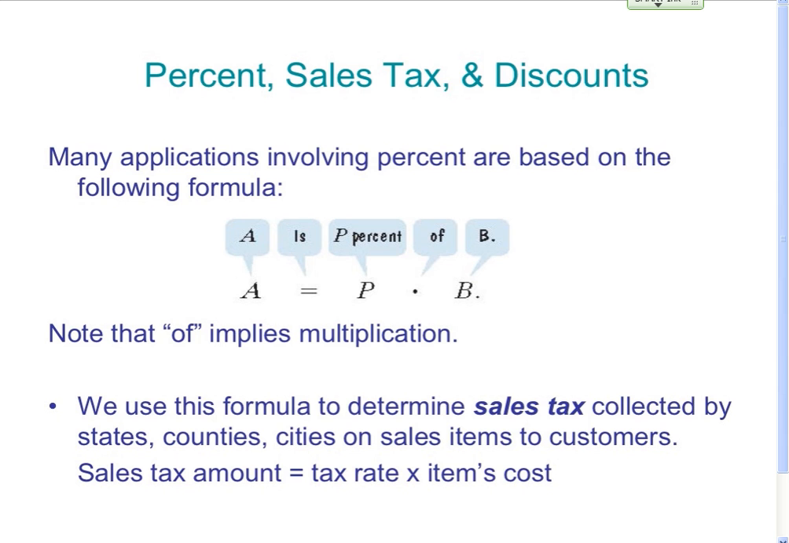All right, so a lot of times when you have percents, it's a percent of something. "Of" typically means multiply. So you take the percent and you multiply it times the base. One example of where you would use this is for sales tax. Sales tax amount is the tax rate, or the percent, times the item's cost.